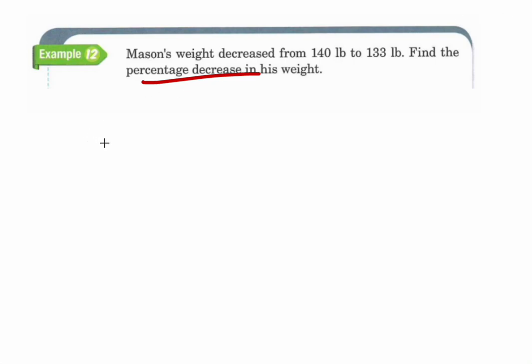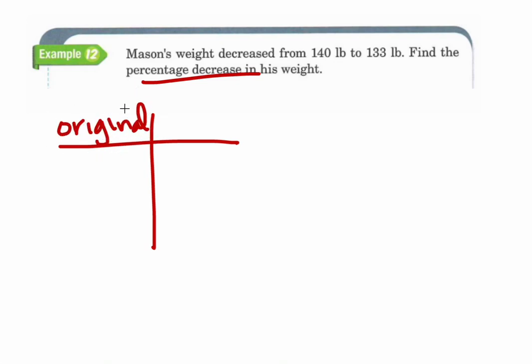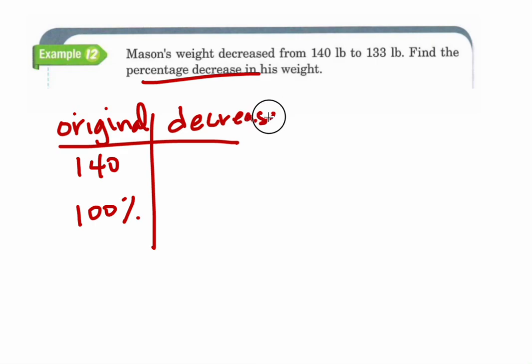Okay, so we want to know, let's see how we can label this. Well, we have his original weight, right? We want to have the original. Original went from 140 pounds over to 133, but I'm going to wait for that one. This is 140 pounds. The original is always going to be 100%, so I got all that figured out. And then we want to know the percent decrease. So I'm going to write decrease here as the other thing I'm tracking.